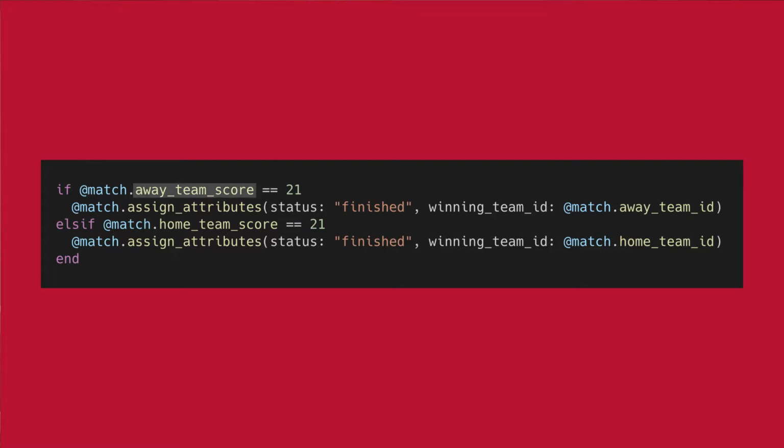It's calling away team score and home team score, and then telling the model what to do, calling assign attributes with specific status and winning team ID values. This is indicative that you are going beyond the responsibility of the controller. A big problem with placing this logic in the controller is that it makes it harder to test, and that this complexity is likely to grow, as we'll see in the next section.